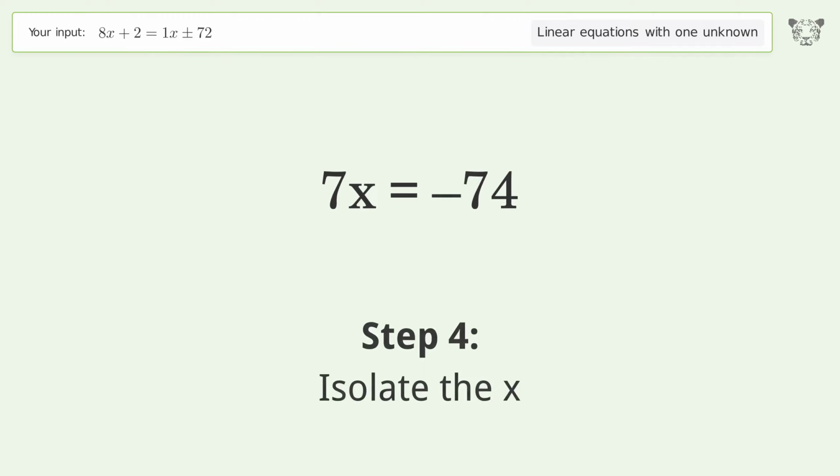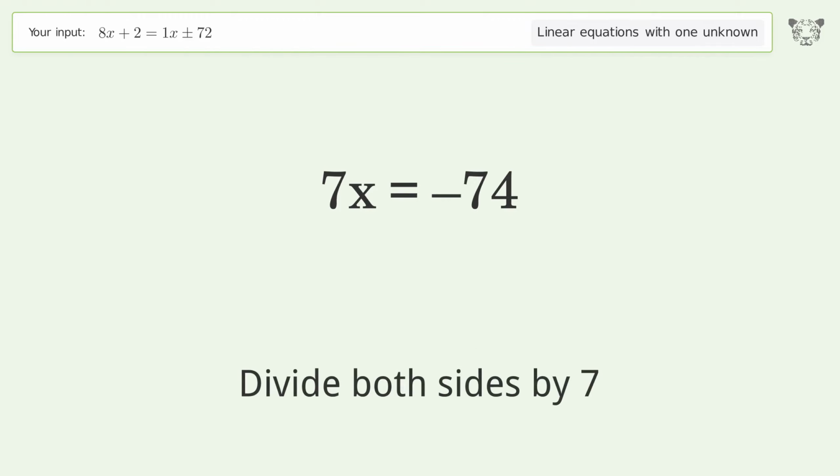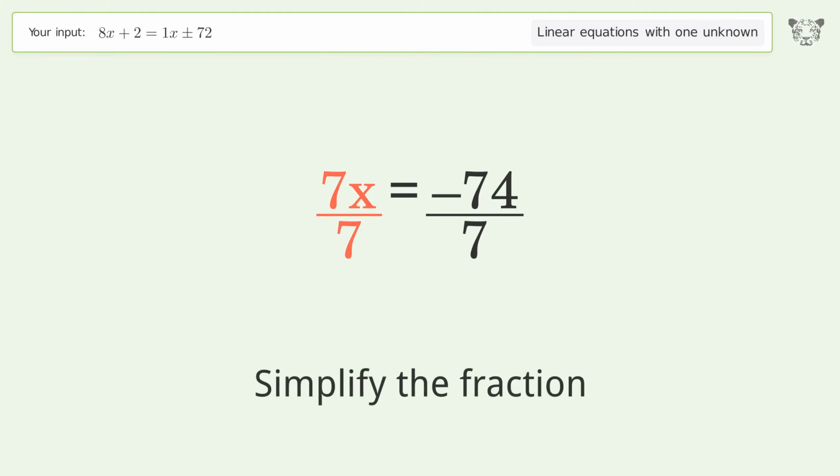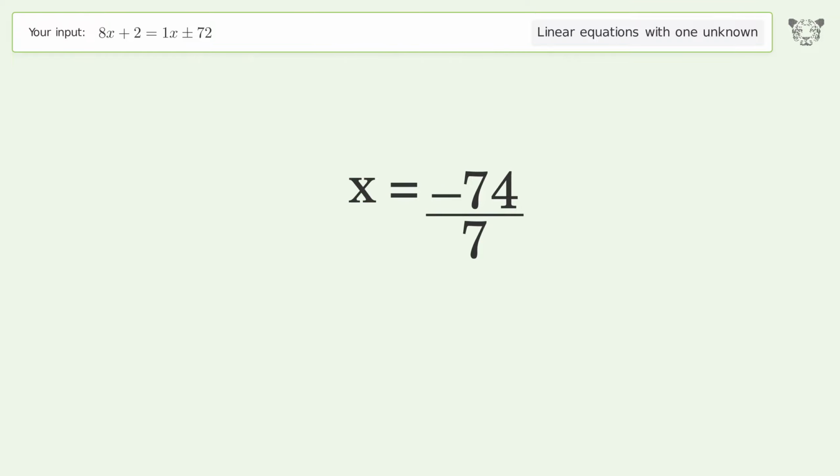Isolate the x. Divide both sides by 7. Simplify the fraction. And so the final result is x equals -74/7.